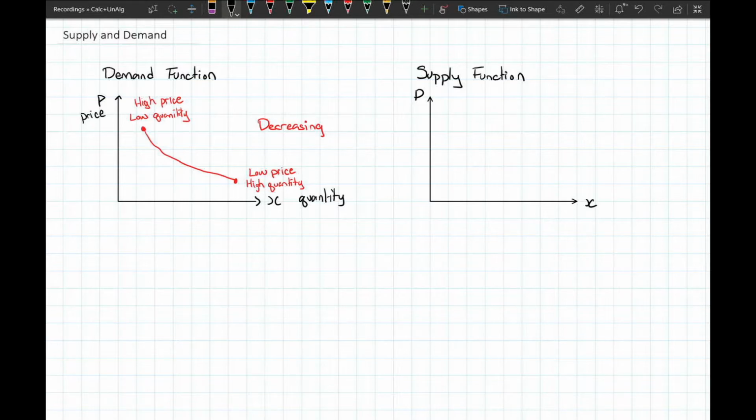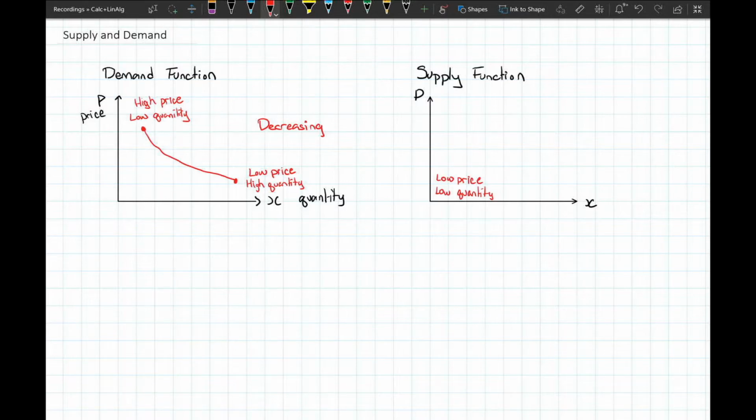And now, if your product is not valued highly and it's a very low price to get revenue in for this product, then you're probably not going to make much profit. It wouldn't be in your best interest to make very much of the product. And so one point that you can expect to see on a supply function is going to be low price, low quantity.